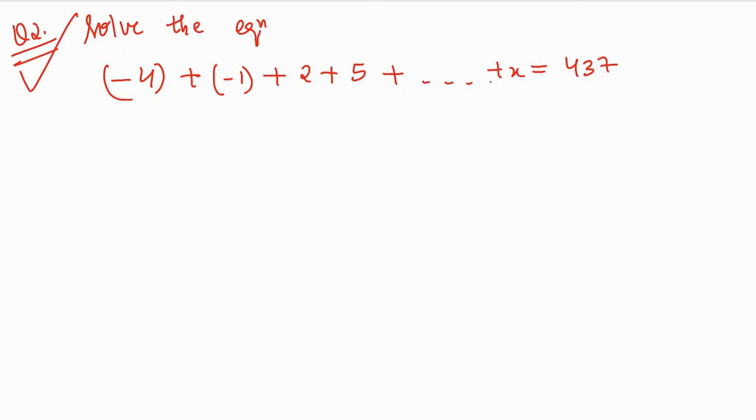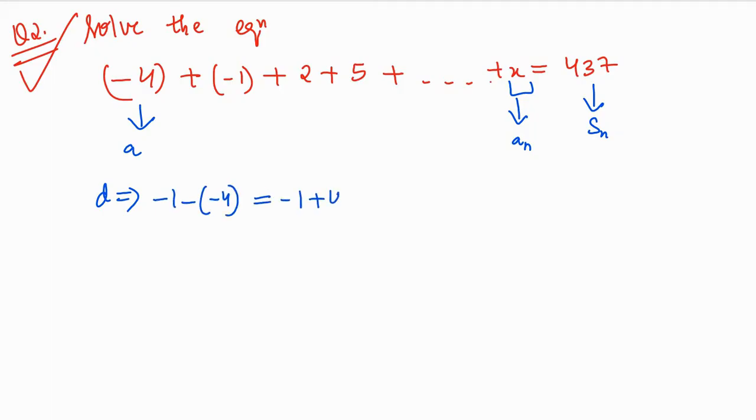That's the nth term of an AP. लास्ट टर्म है हमारे an बोलेंगे जिसको हम. और हमें sn भी गिवन है यहाँ पे. a भी गिवन है हमें यहाँ पे. d हम फाइंड आउट कर लेंगे. That's nothing but -1 minus -4 would be there. तो ये आपका बन गया -1 + 4 which is 3 in this case. So difference in this case is 3.